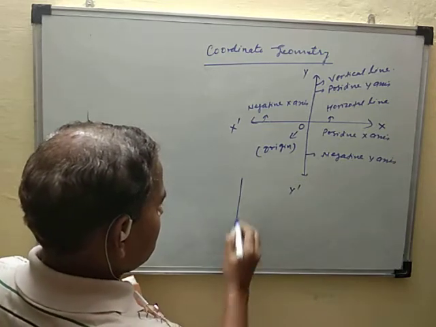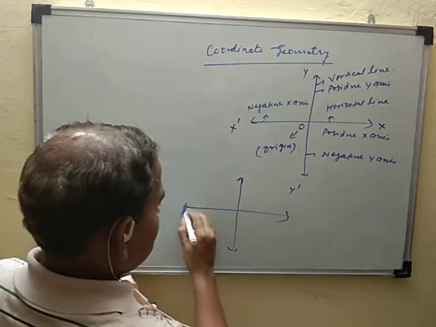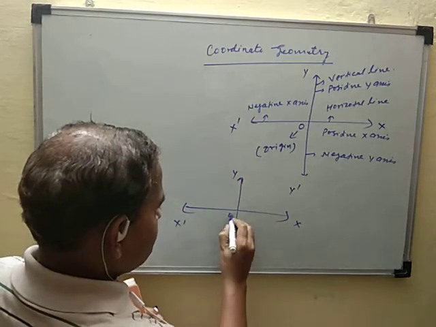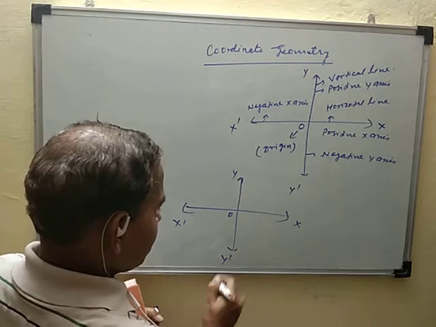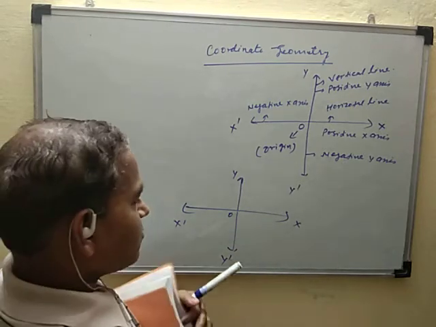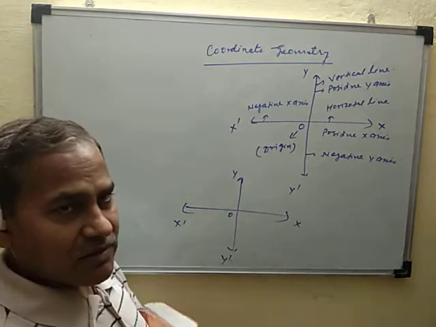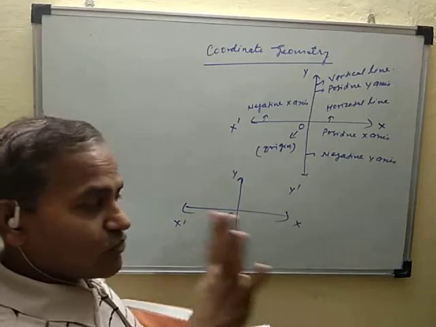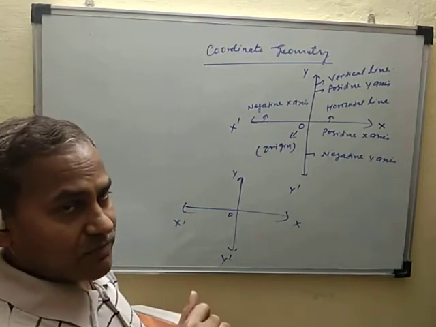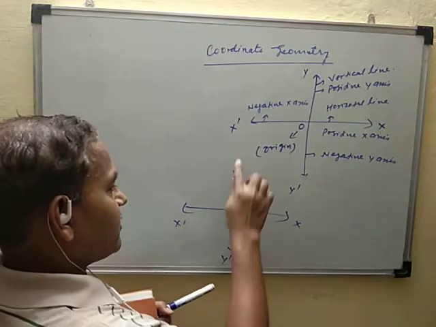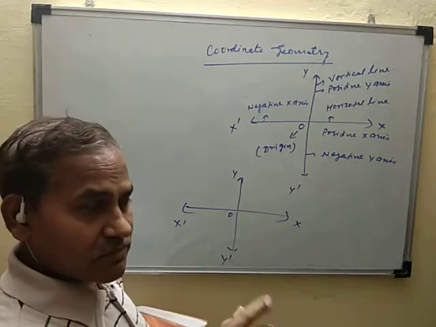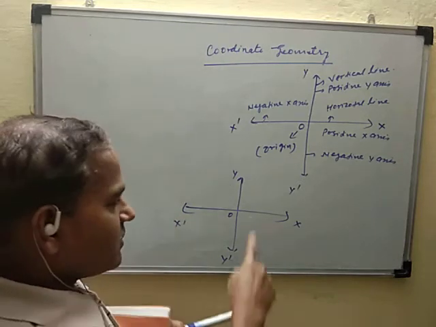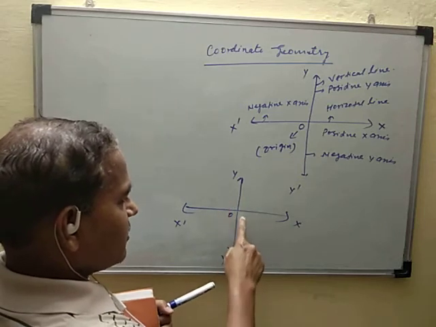Now, draw one more figure. This is the x-axis, x dash, y and y dash. This one is the origin. This horizontal and vertical line divides the blackboard into 4 parts, or if you draw the x-axis and y-axis on your paper, then that paper also divides into 4 parts. First part, second part, third part, and this one is the 4th part.